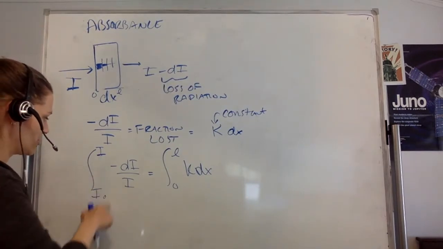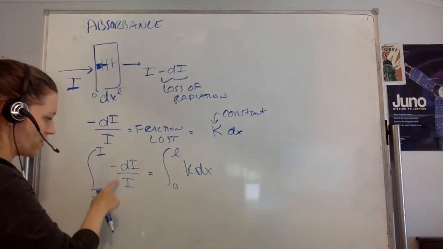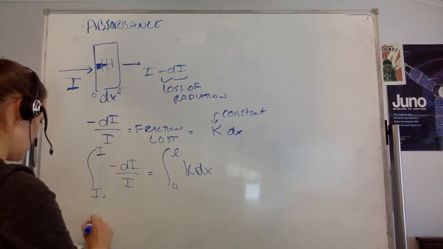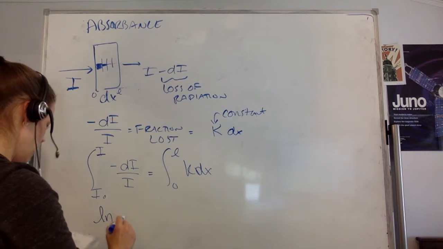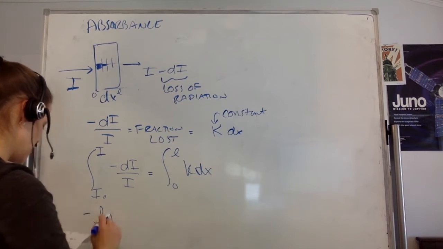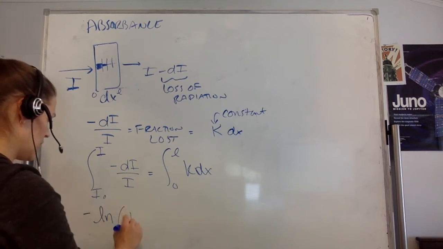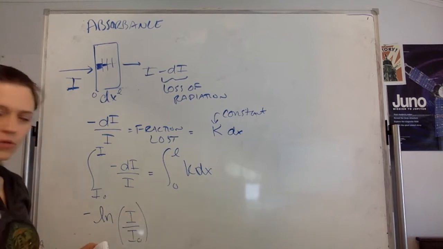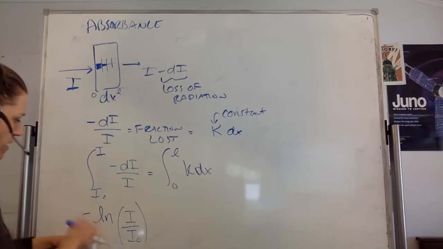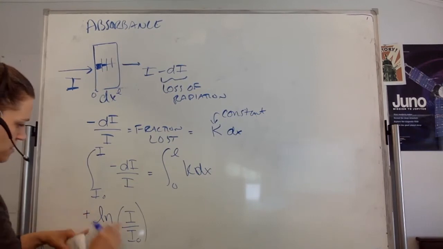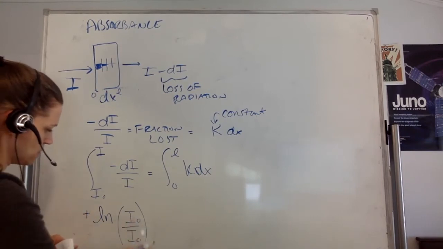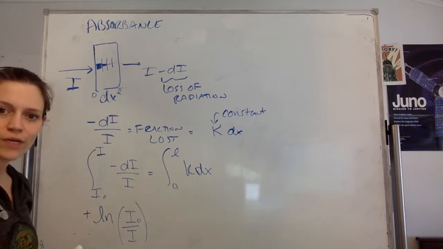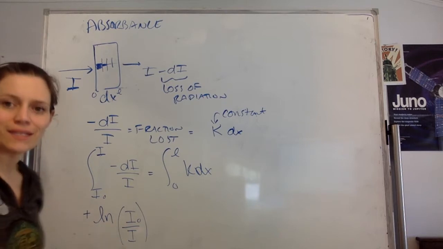What is the integral of dI over I, or dx over x? Well, that is the natural logarithm, so minus the natural logarithm of I over I zero. Cool. Well, what I can do is I can say this is going to become a positive and I'm going to flip this. If you didn't quite understand what I just did, pause me and rewatch it, and then email me about logarithms.